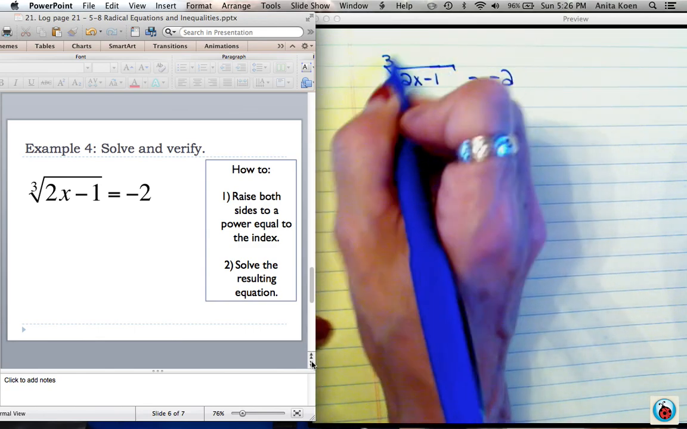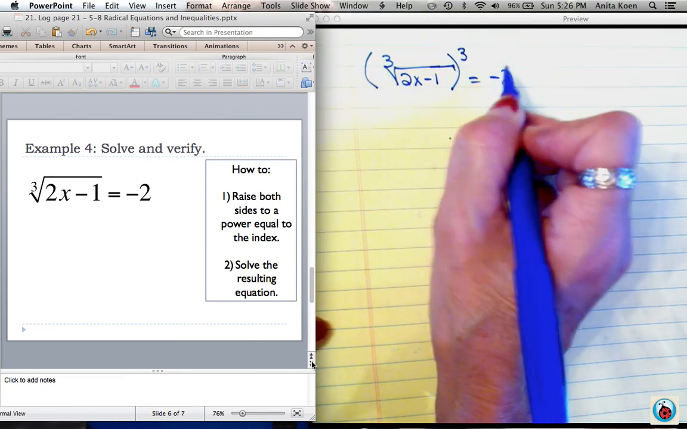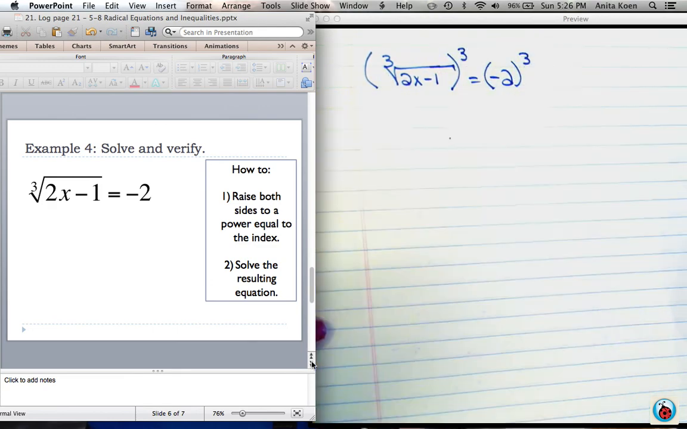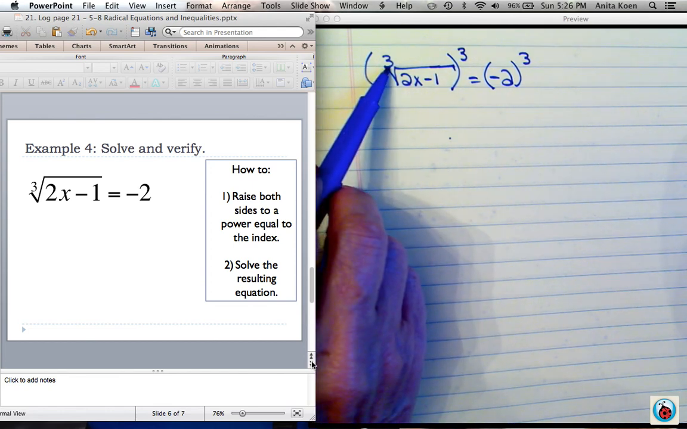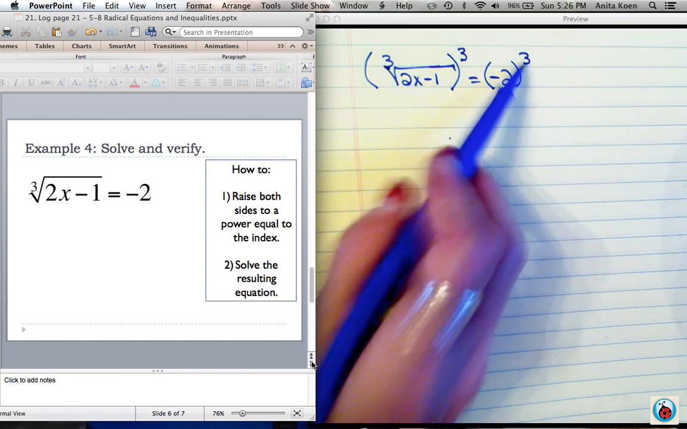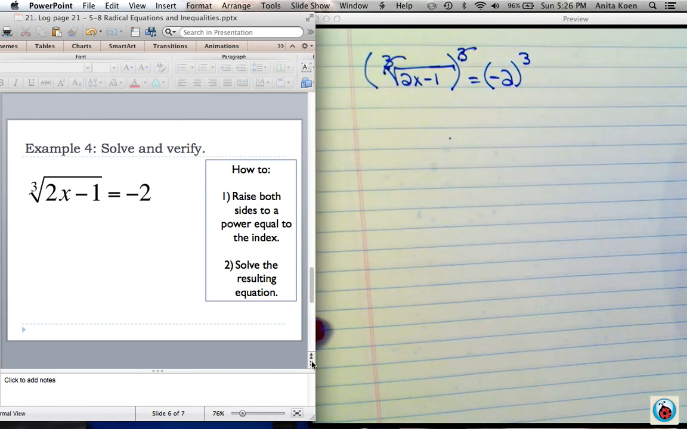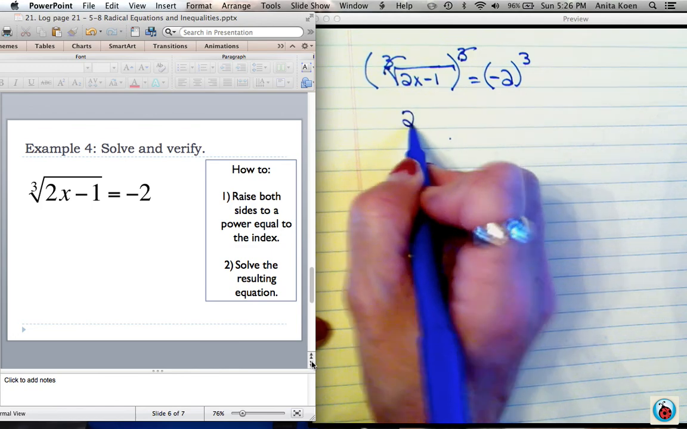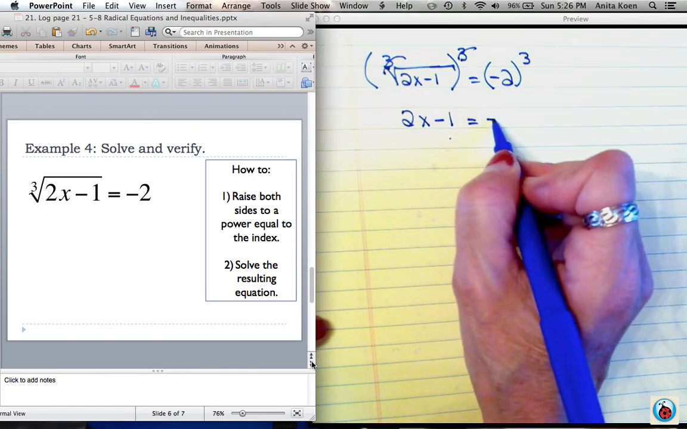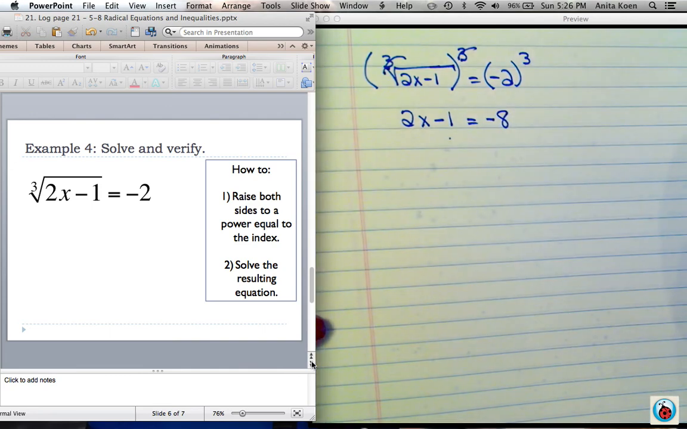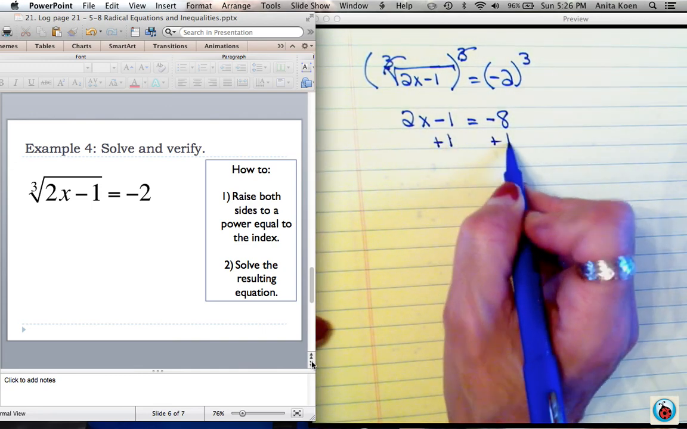This is an isolated radical. So we're going to raise both sides to a power equal to the index. Since the index is 3, we're raising to the third power so that the cubing and the cube rooting can undo each other. And that just leaves me with 2x minus 1 equals negative 2 to the third power is negative 8. And then I just solve the resulting equation by adding 1 to both sides.